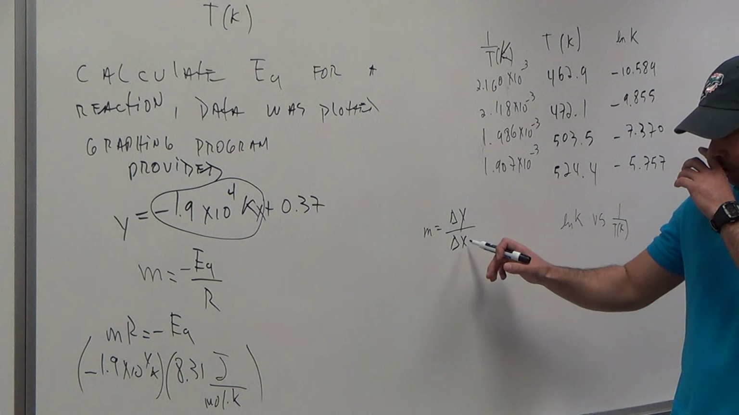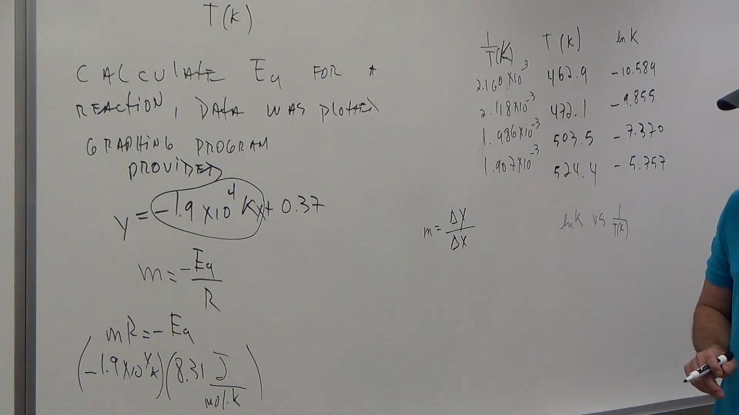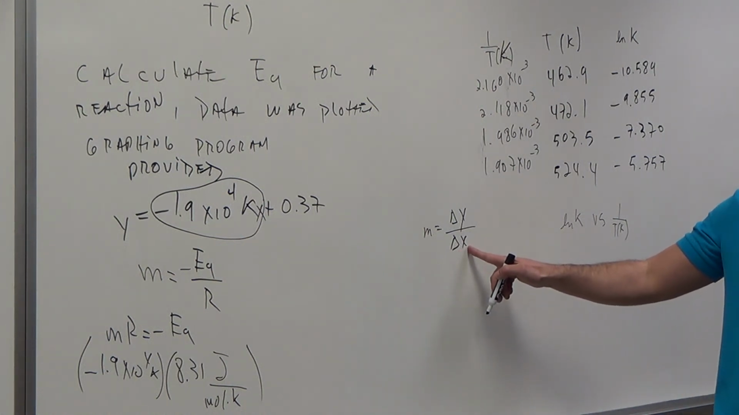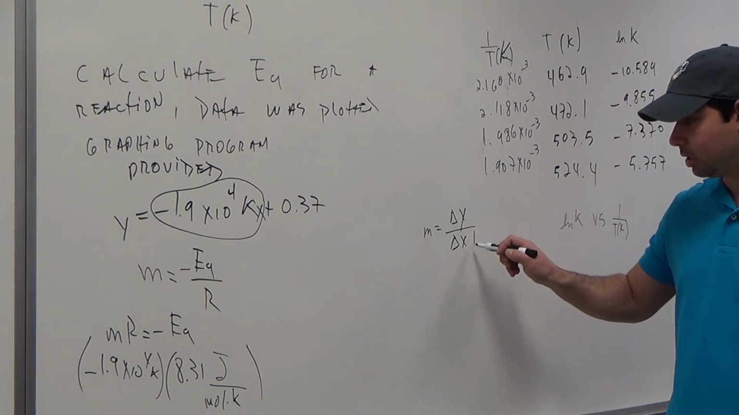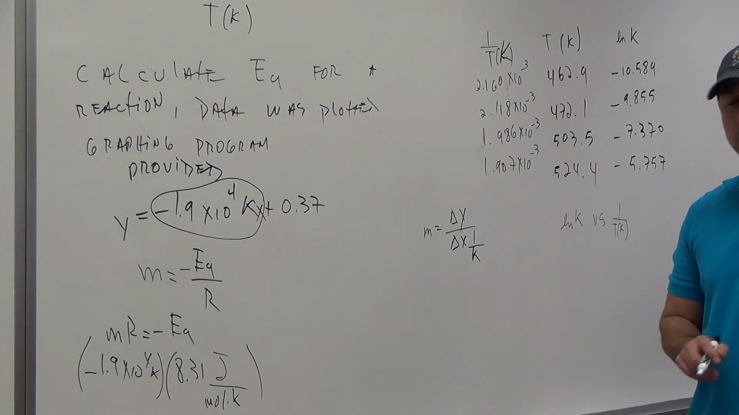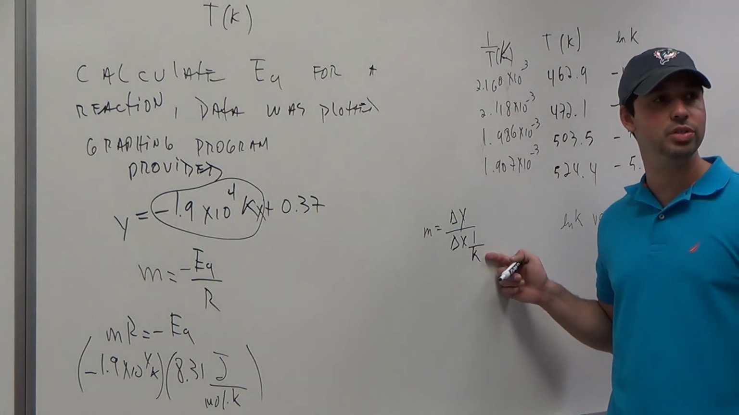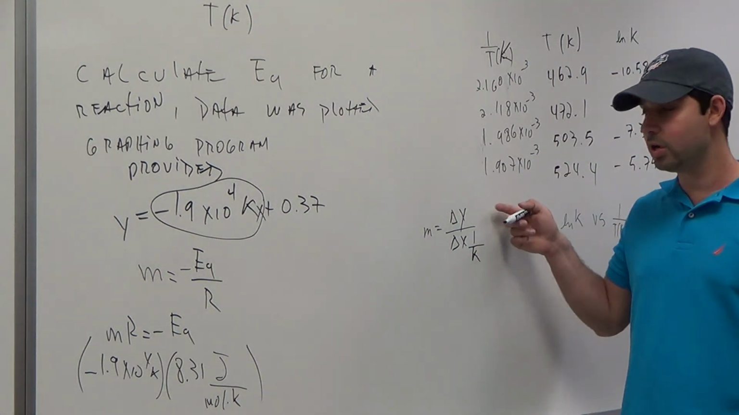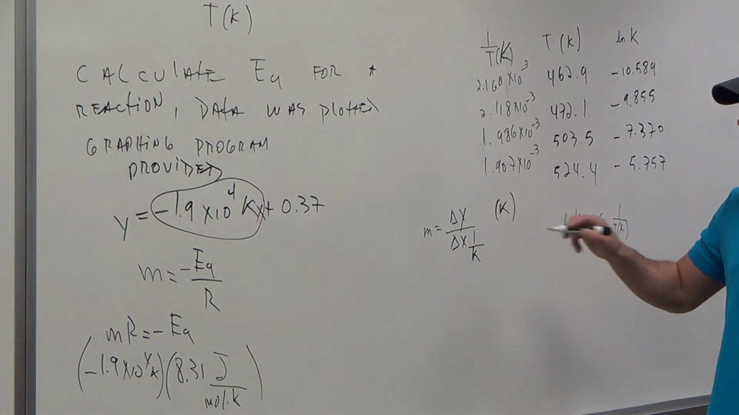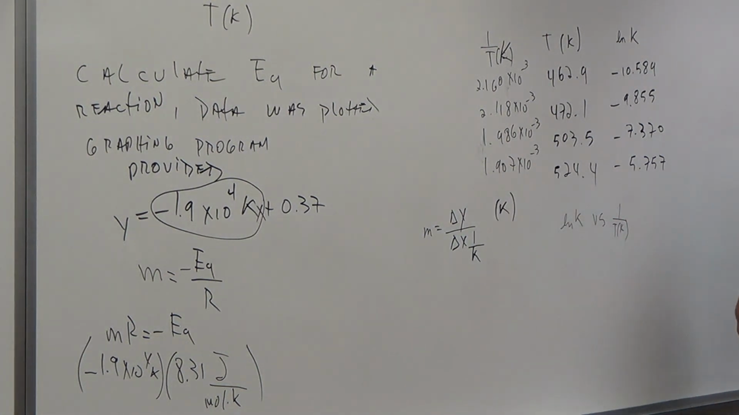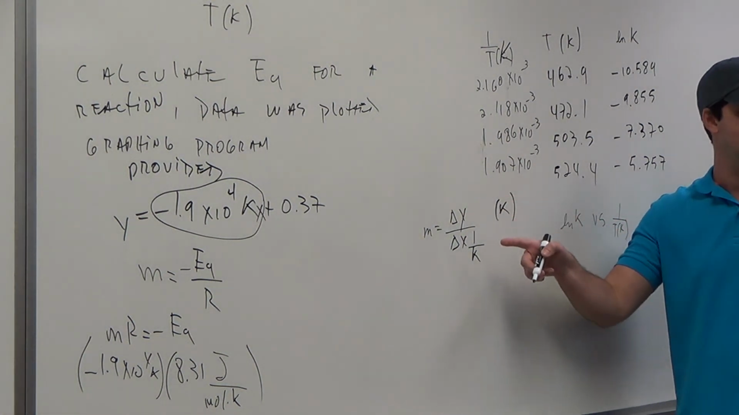And what are the units on 1 divided, on the y-axis? That goes to the negative 1. So this is on the bottom of the bottom, which is on the top. So the units are units of k. So the slope has units of k. That's how you find them. You plug them in. Okay?